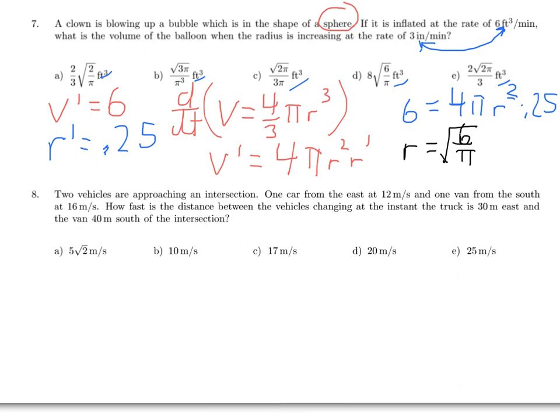The problem is not looking for r, though. It's looking for what is the volume of the balloon at this point in time. Well, once we have this, we take that and we plug it back into our original volume formula. And after some simplifying, we get D.